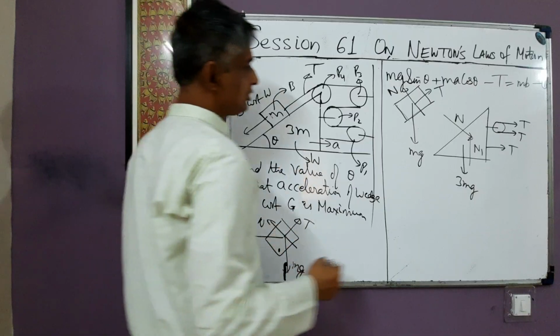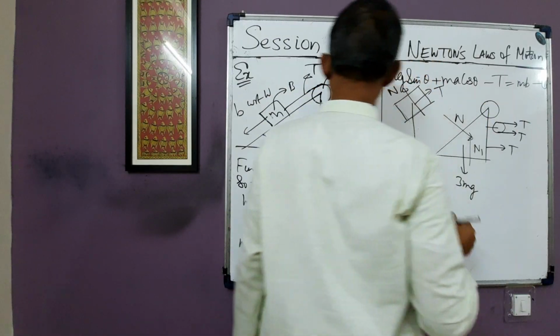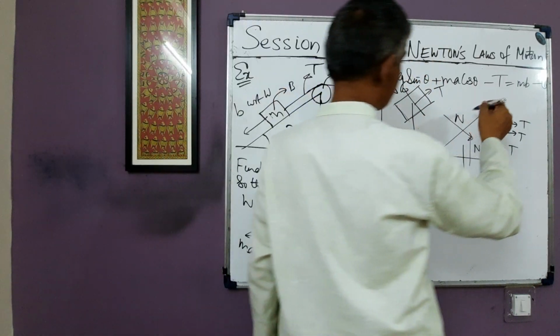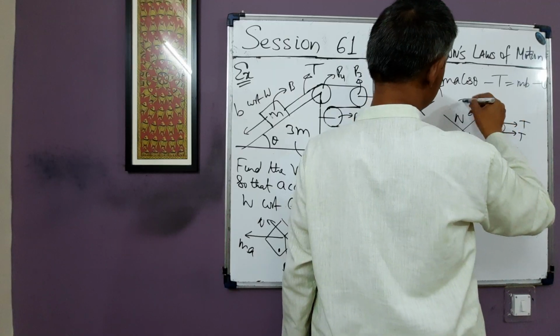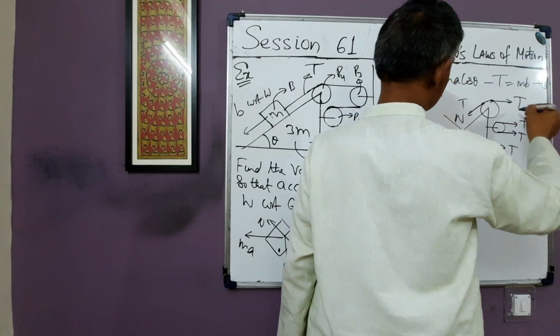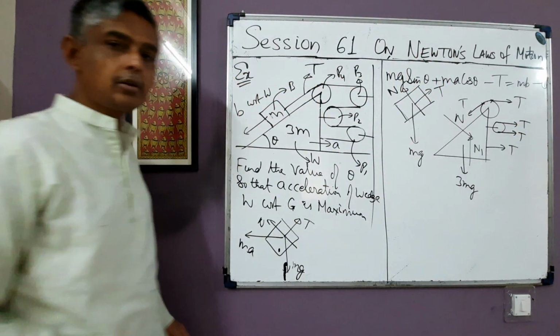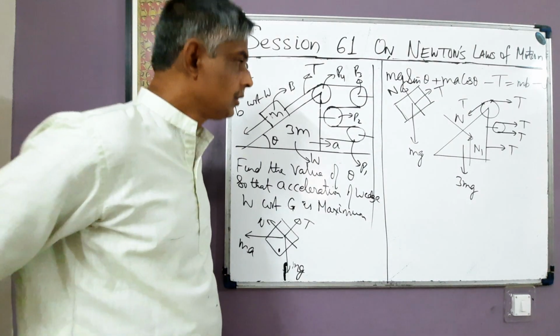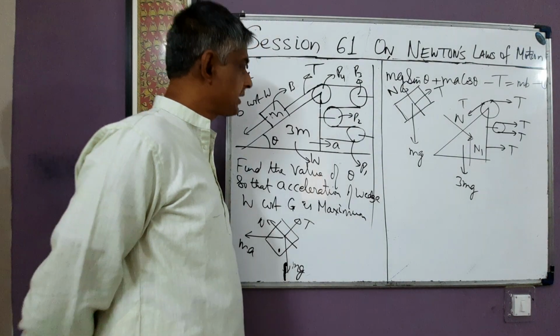P4 is also part of the wedge. So the string will exert a force on P4 at effectively 2 points, at this point like this, and at this point like this. Okay, fine. So these are the various forces acting on the system.